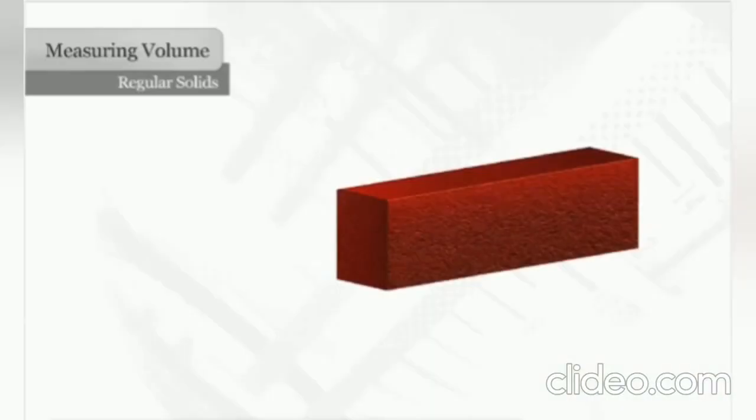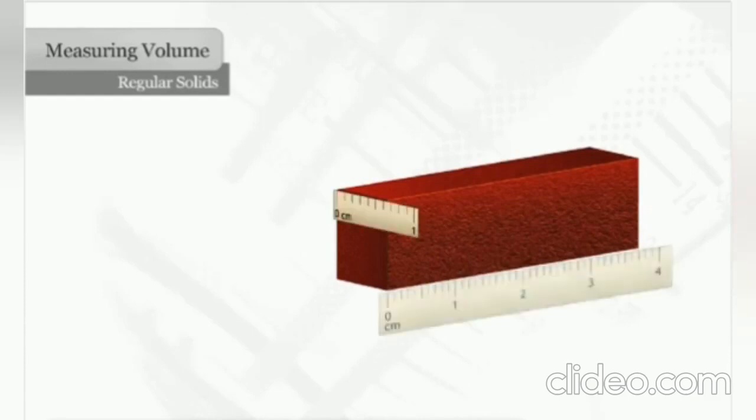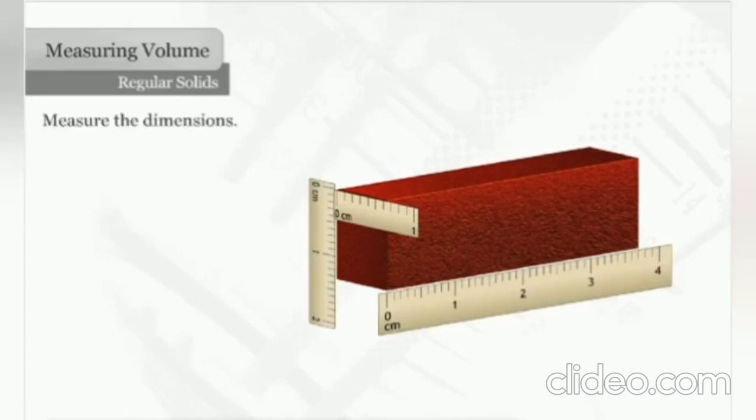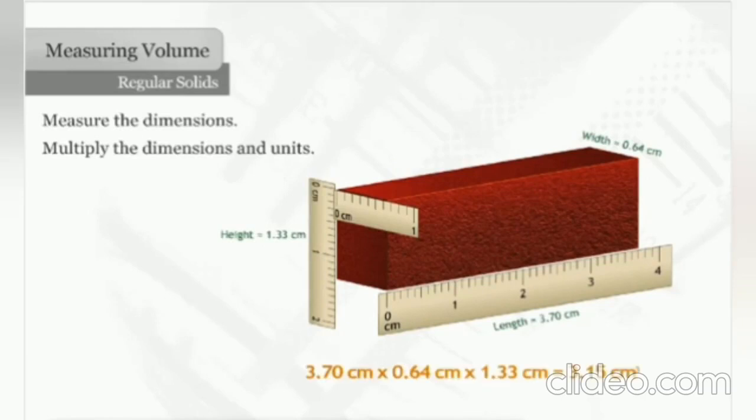Measuring the volume of solids. To determine the volume of a regular solid, such as a brick, first measure the dimensions of the object. Then multiply the 3 dimensions and their units. In this example, we measured in centimeters. Therefore, the units for volume are recorded as cubic centimeters.